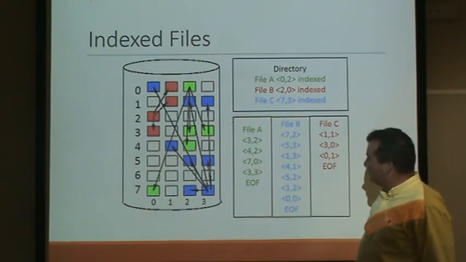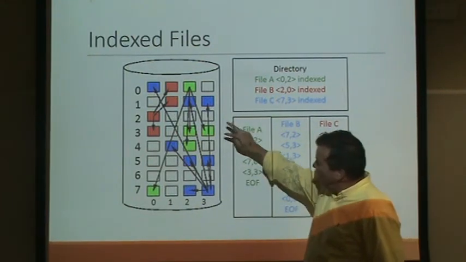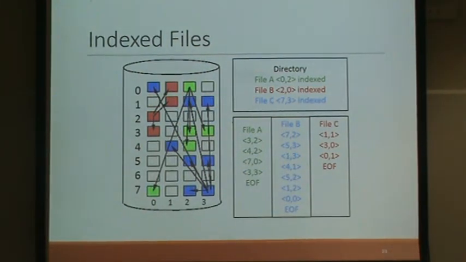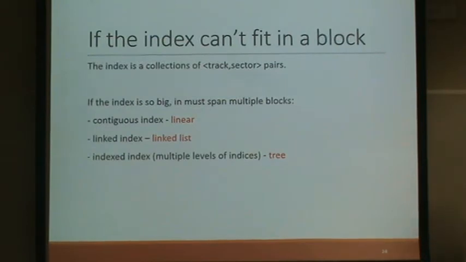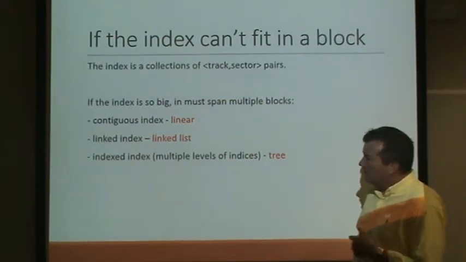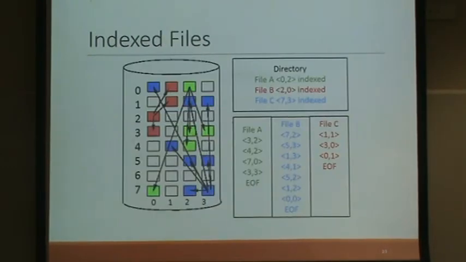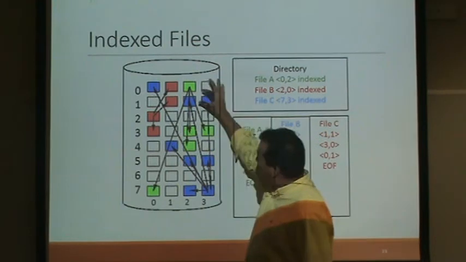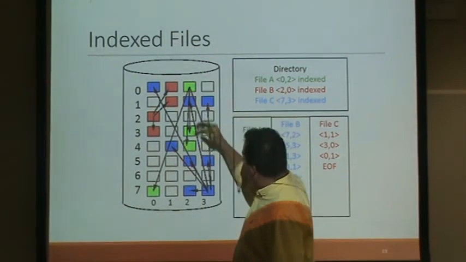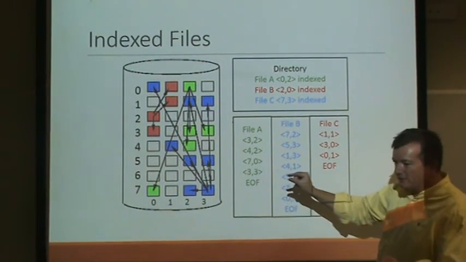No, this is bigger than that. Two numbers, right? So not too much. But suppose we had so many parts, so many sectors to it, that the index could not fit in one block. What could we do? Let me go back. So there's however much data is in one block, we have a list of block addresses.